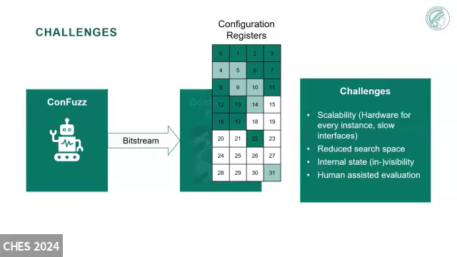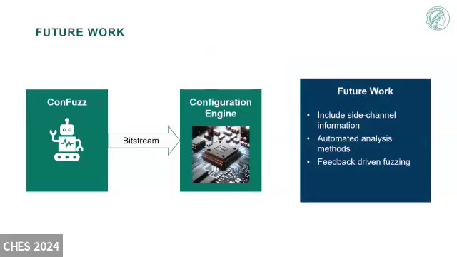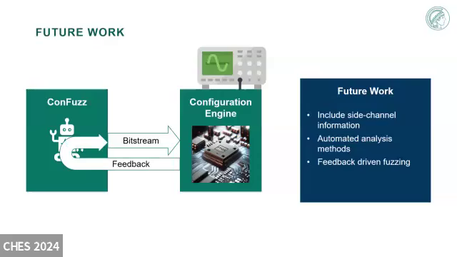And also, we have the problem of state invisibility, right? We can only read back these 32 registers, so we don't get the whole internal state. So we have a slight invisibility here. And still, our process is human-assisted, so we want to tackle these last two things in our future work. First, we want to include side channels, to make a bit more of the internal state visible. And also we want some kind of feedback, a feedback-driven fuzzing approach, and some other techniques known in the fuzzing world from software testing.